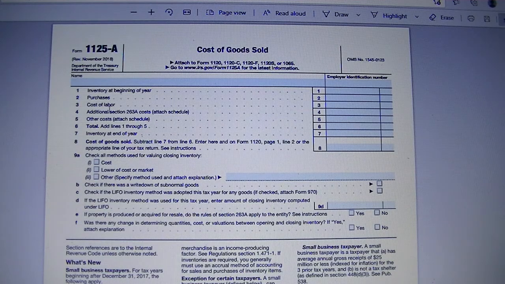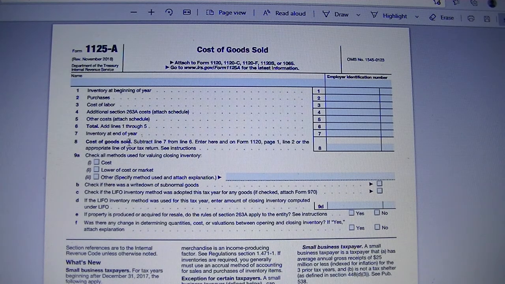you have any. It's not your labor. It's if you contracted people to produce the order, and their labor is tied to the purchases. If you add it here, you won't add it back on the 1065. Just keep that in mind. And then other costs and the total, you'll have inventory at the end of the year.